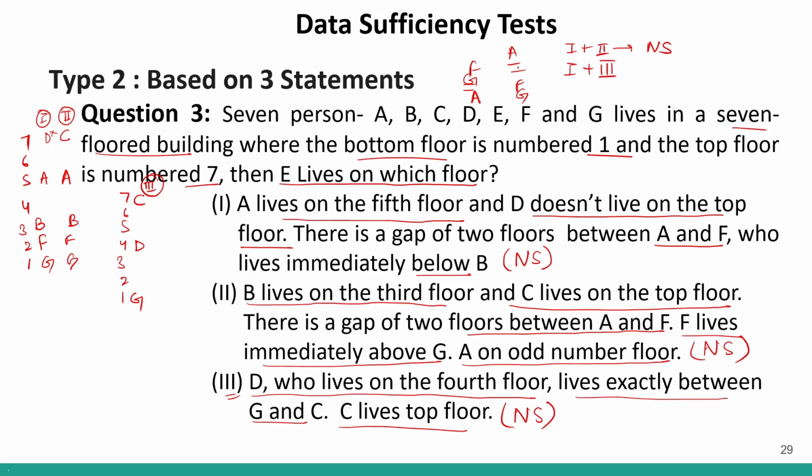If I check 1 plus 3, I can see C will be here and D will be at this position. So when I see this 1 and 3, there is only one position left where E can sit. So I can see that 1 and 3 together are sufficient to find the answer to this question. Clear? Now if I combine 2 and 3, C is over here, D will be over here. Correct? And G is over here. But now the position of A is not definite because A lives on an odd numbered floor, so A can live on the third one also.